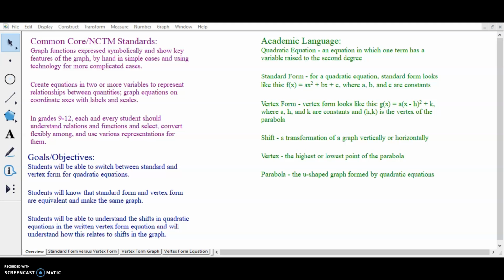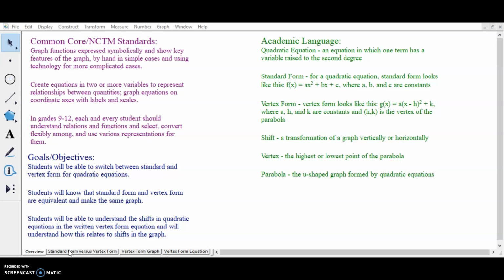A shift is where a transformation of the graph has been made vertically or horizontally. The vertex is the highest or lowest point of the parabola, and the parabola is the U-shaped graph formed by the quadratic equations. Now that we've gotten that information out of the way, let's begin the lesson.